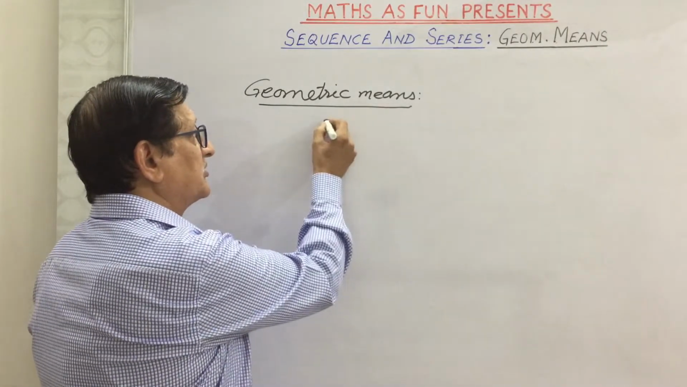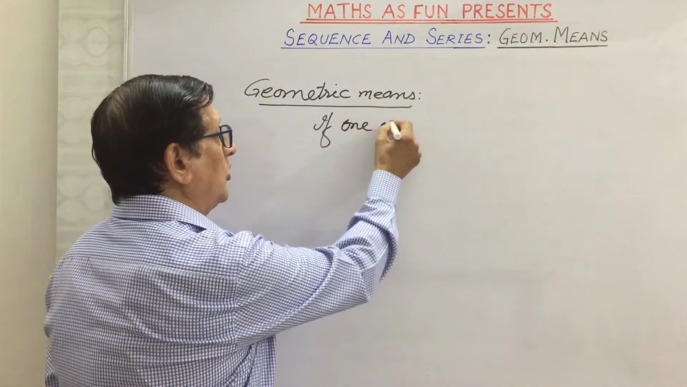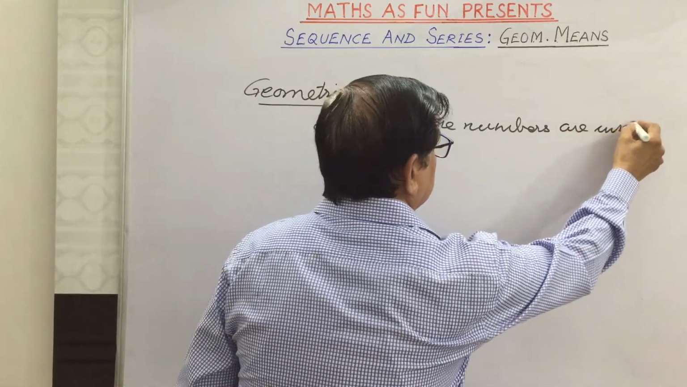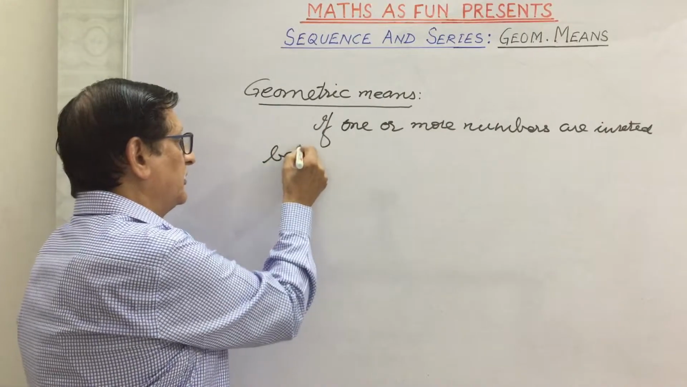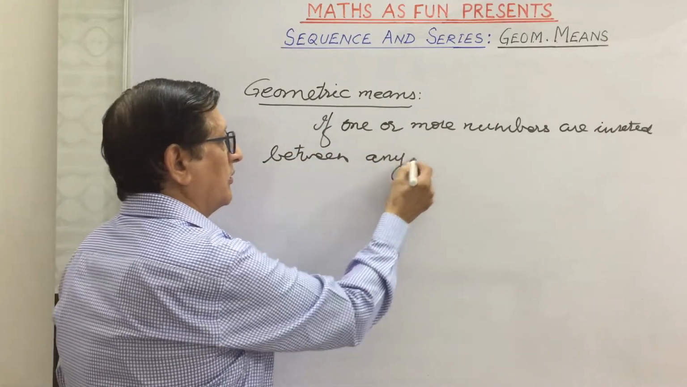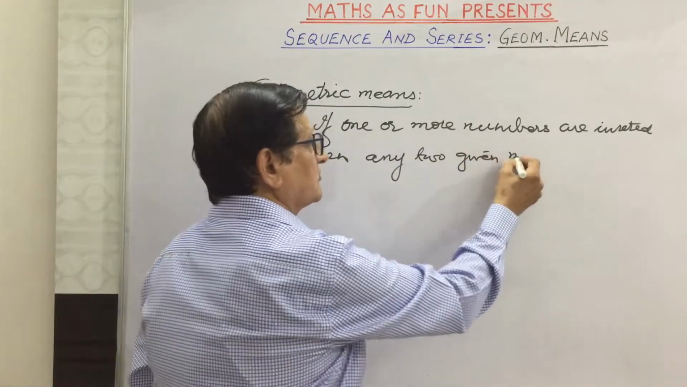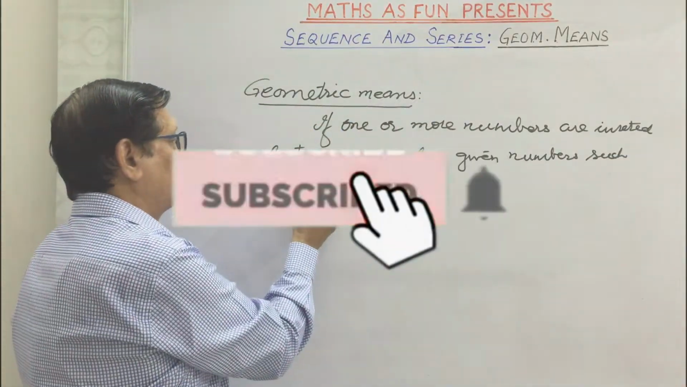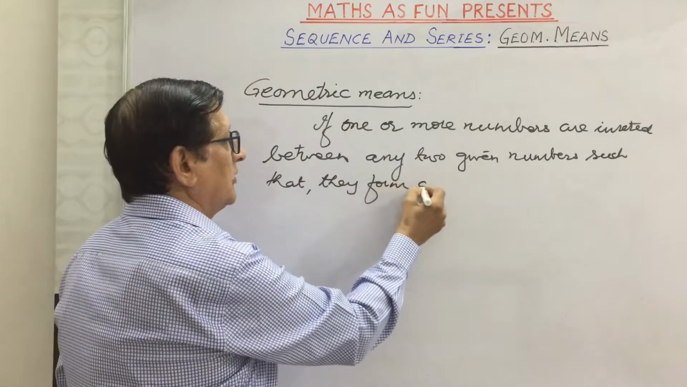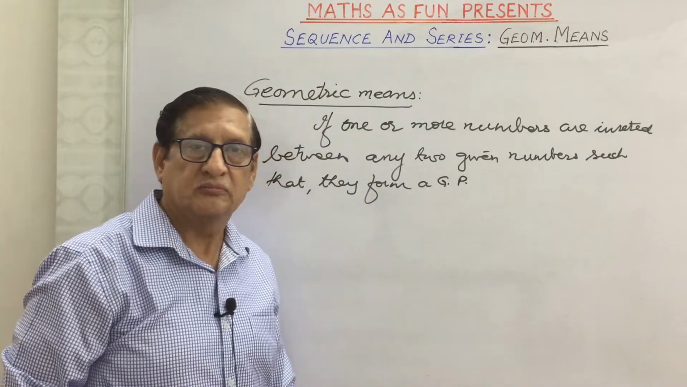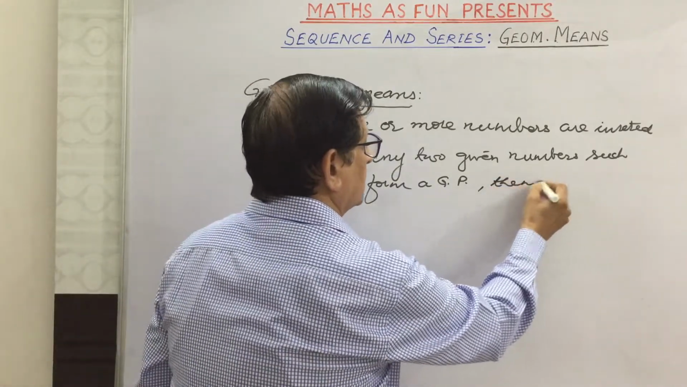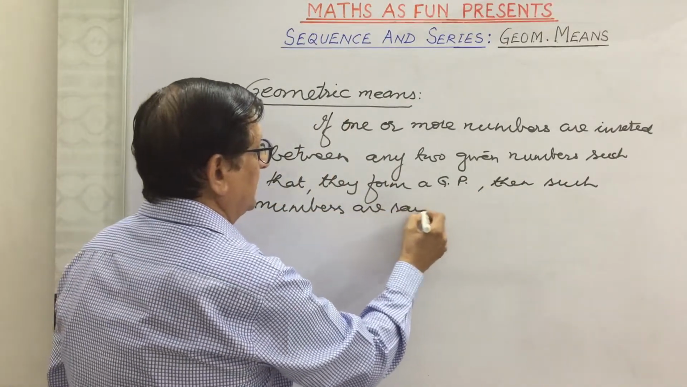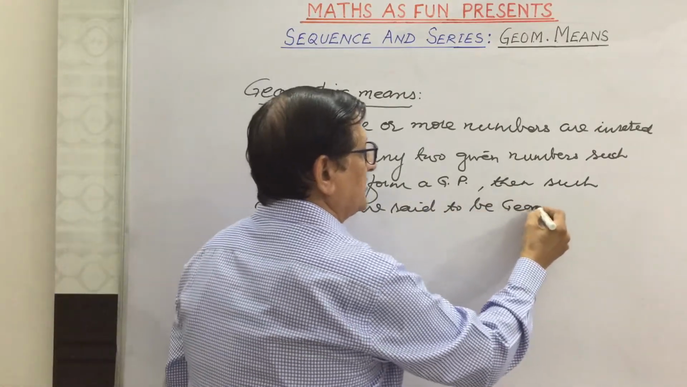We can say that if one or more numbers are inserted between any two given numbers such that they form a GP, geometric progression, then such numbers are said to be geometric means.